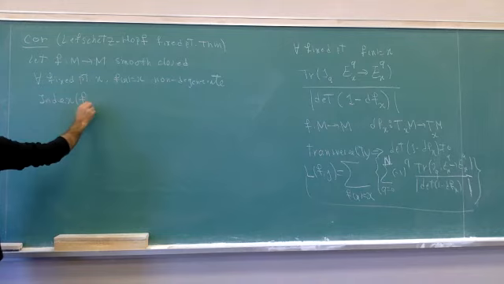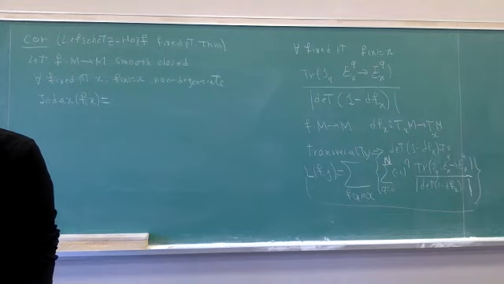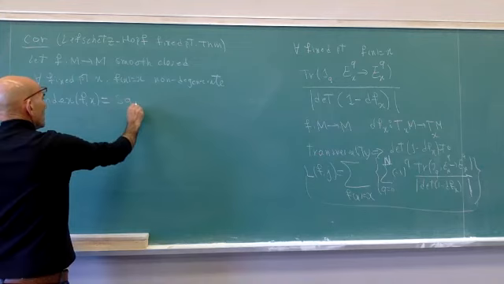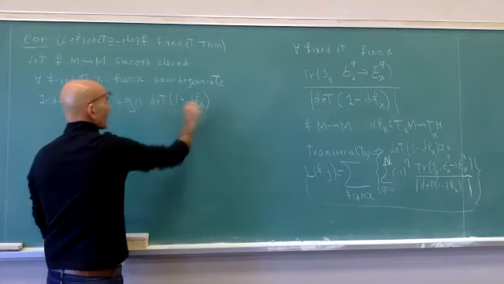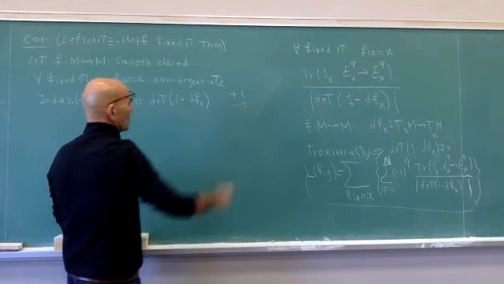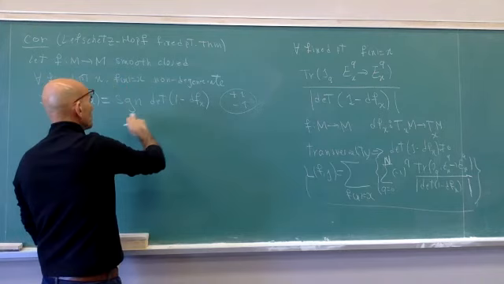Index of f at x is equal to, I believe, let me call it just the sign of the determinant. Sign of the determinant of 1 minus df at x. It's either plus 1 or minus 1, so it can take just two values. Because the determinant is a real number, non-zero by assumption, we just pick its sign.